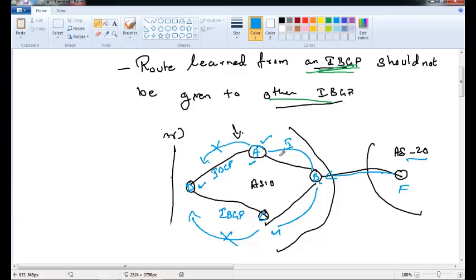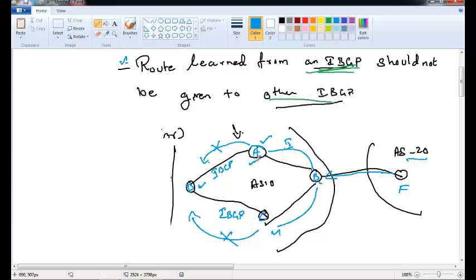So the route that is learned on A from B will not be given to D. The route that is learned on C from B will not be given to D because of this split horizon. So we need a solution. What is that solution? We make it fully mesh.